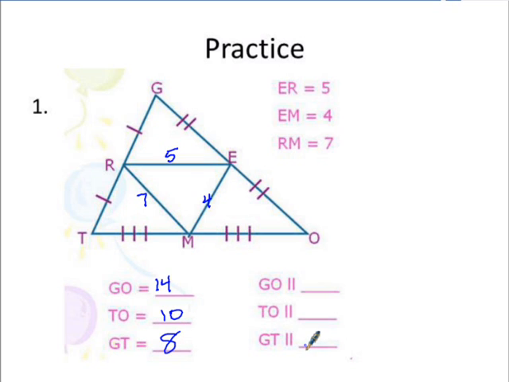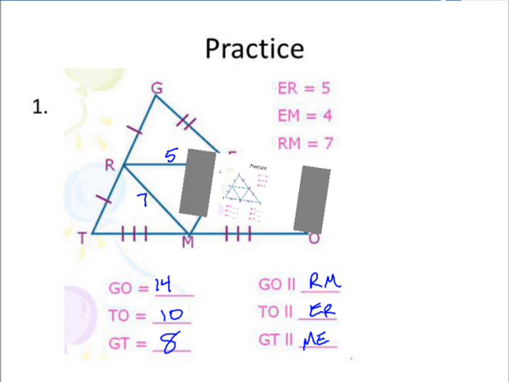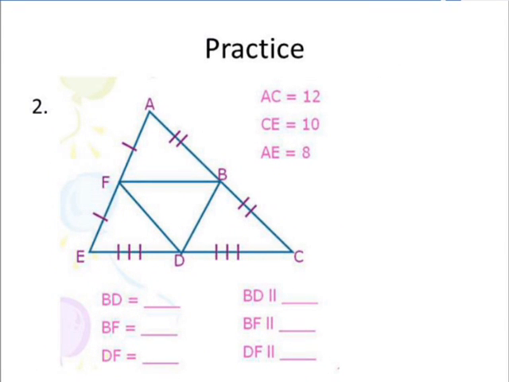Like I said, GT is parallel to ME, TO is parallel to RE, and GO is parallel to RM. All right? So far, so good. Take a second, pause the video, you try this one on your own. Pause the video now.